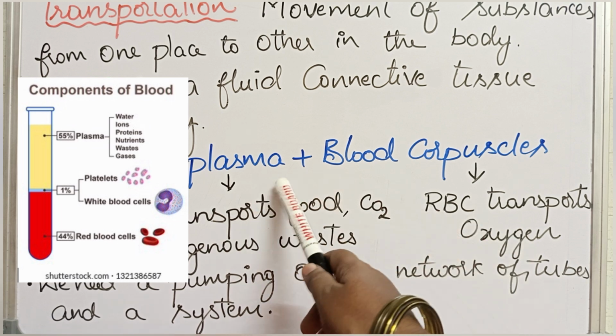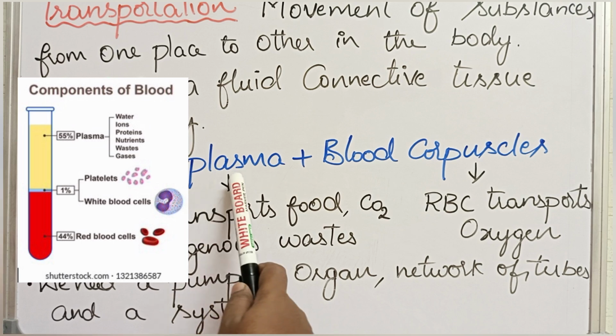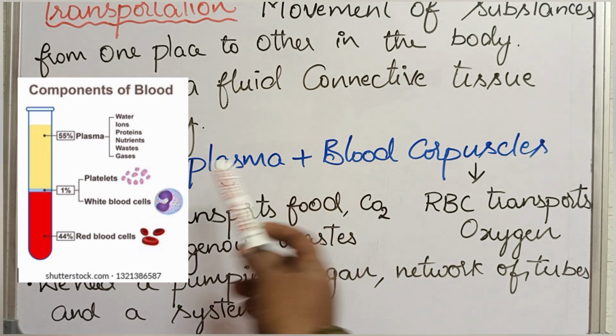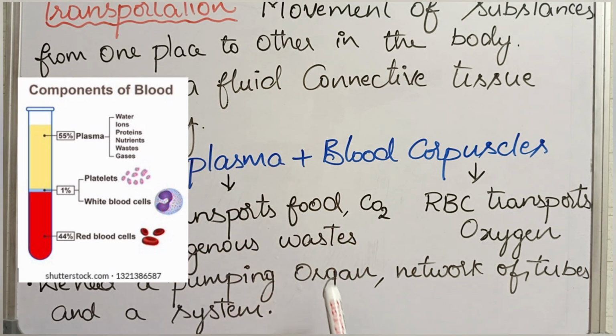Within this, 55% is plasma, which has nearly 90 to 91% water. The remaining part has salts, proteins, electrolytes, and hormones. All these substances are present in a dissolved state in water actually. So blood contains nearly 55% of plasma.